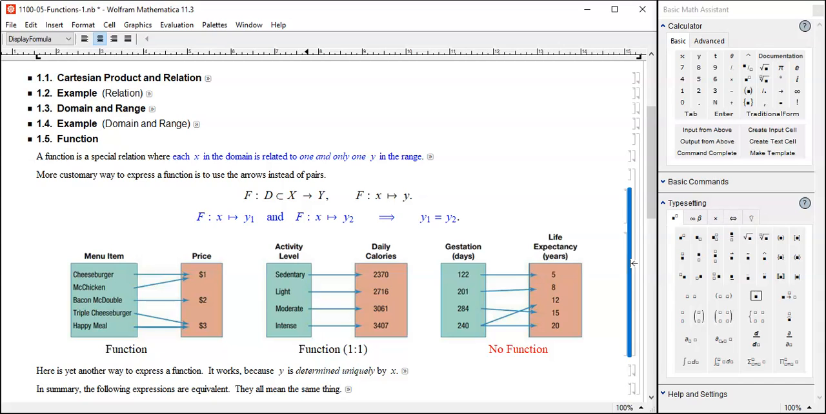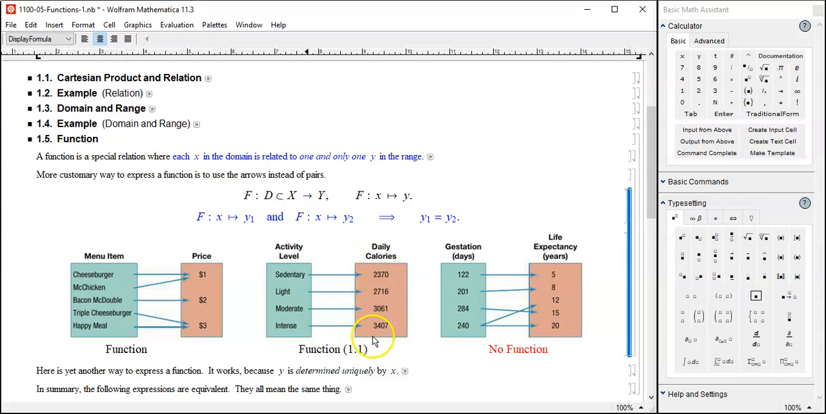Here's an example of those arrow notations, and I took this from the textbook. Cheeseburger, McChicken, bacon double, triple cheeseburger, Happy Meal, they all have a unique price tag. And then cheeseburger and McChicken cost the same, only $1. Bacon double, $2, and triple and the Happy Meal, they're both $3, kind of like that. It's a function.